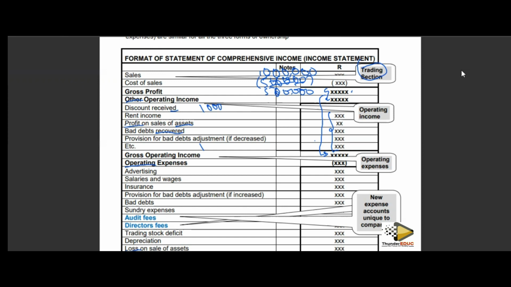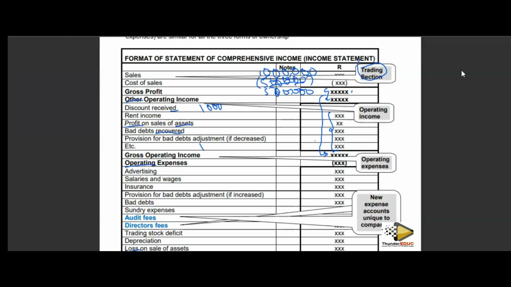Then salaries and wages, this is the money you pay your employees. The money the business pays its employees must also be written under operating expenses. Insurance: you find that your business is insured for any risk. So when you pay for insurance, it's also an expense.